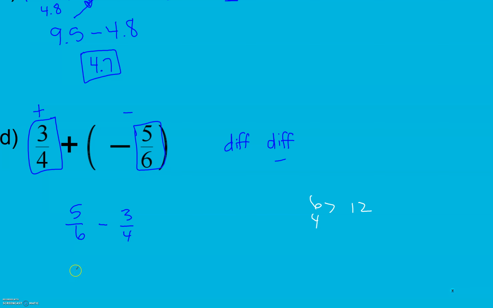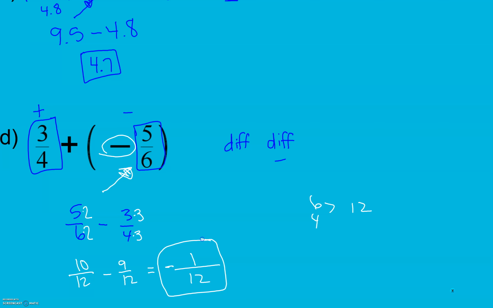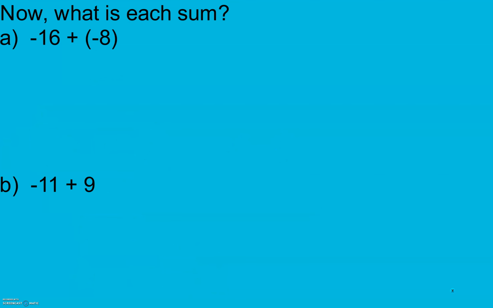So 12. So to go from 6 to 12, I got to multiply by 2, and if I change the denominator, I have to change the numerator accordingly. To go from 4 to 12, I have to multiply by 3. And if I change the denominator, I have to change the numerator the same way. Now that I have a common denominator, I keep my denominator and subtract my numerator. 10 minus 9 gives me 1. And then we check back at our bigger number. 5/6 is bigger. It's negative, so our answer is going to be negative 1/12. Now, feel free to pause here and give these a try if you'd like.